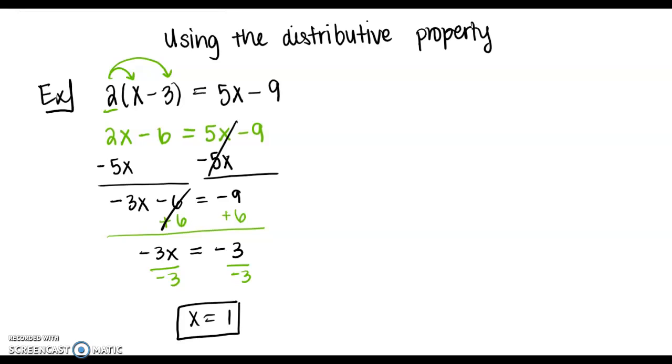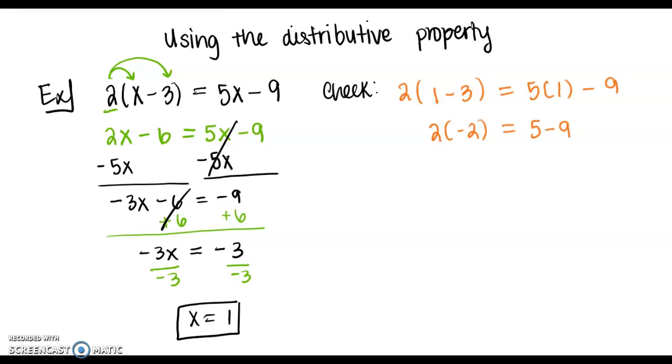And again, you could check by plugging it into the original. So let's just go ahead and quickly do that. 2 times 1 minus 3 equals 5 times 1 minus 9. So this gives me 2 times negative 2. And then this gives me 5 times 1, which is 5, minus 9, negative 4, equals negative 4. So that solution works.